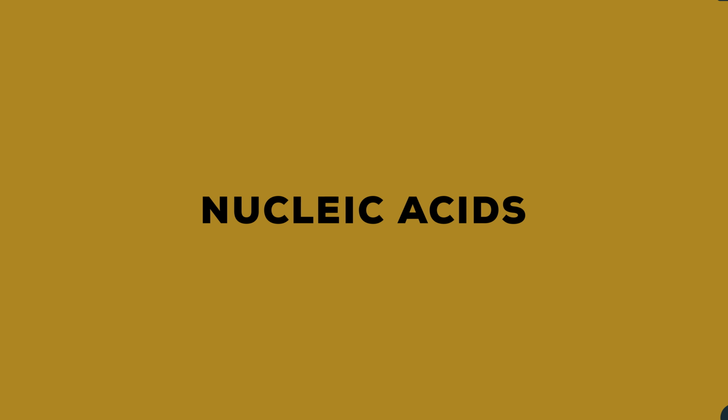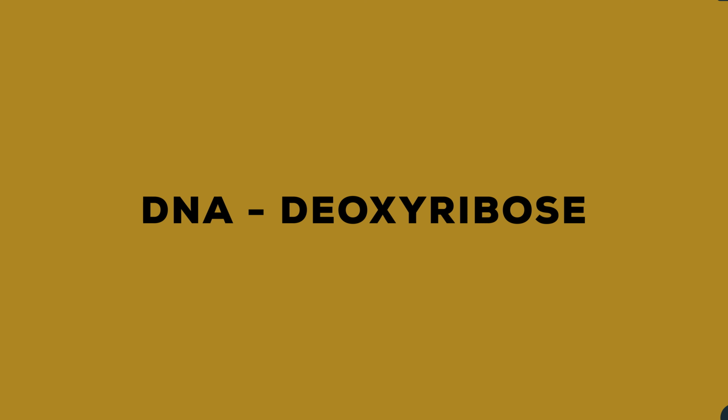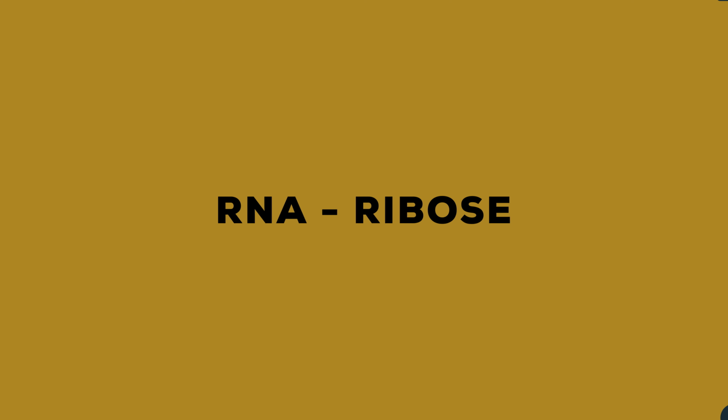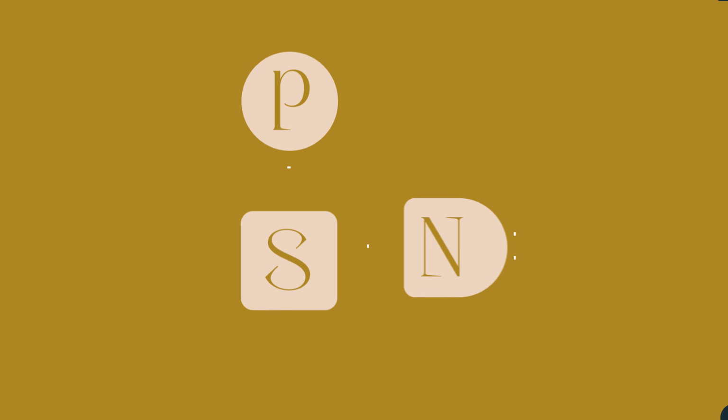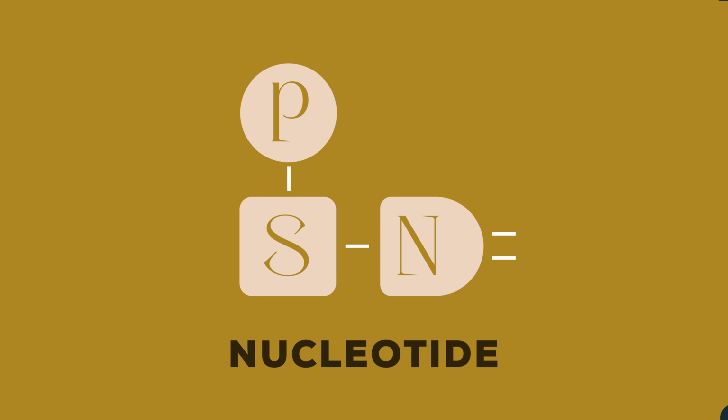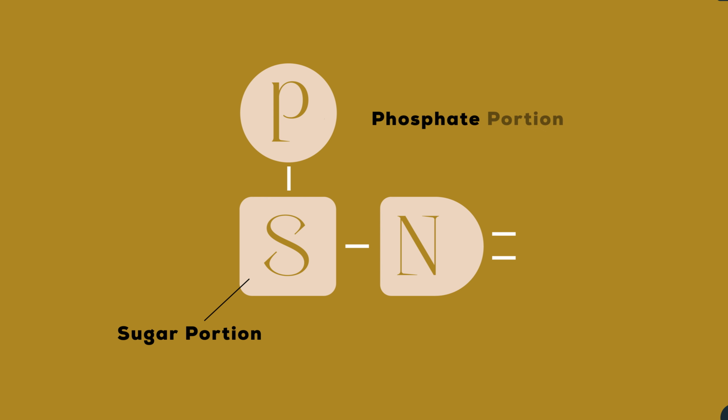This segment is about nucleic acids. There are two types of nucleic acids, namely deoxyribonucleic acid, also known as DNA, and ribonucleic acid, also known as RNA. Nucleic acids are made up of monomers or building blocks called nucleotides. Each nucleotide consists of a sugar portion, a phosphate portion, and a nitrogenous base.